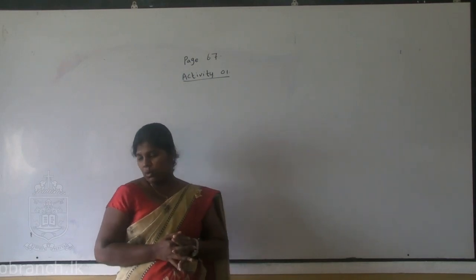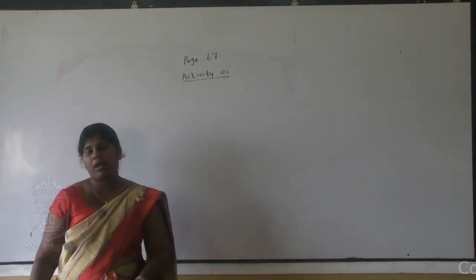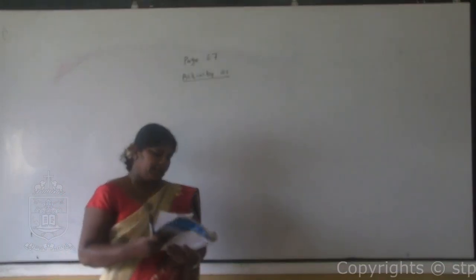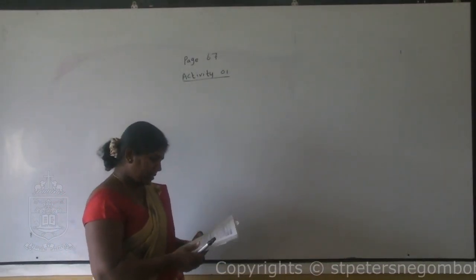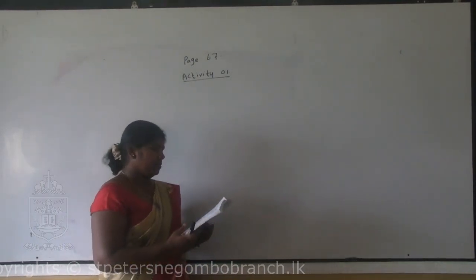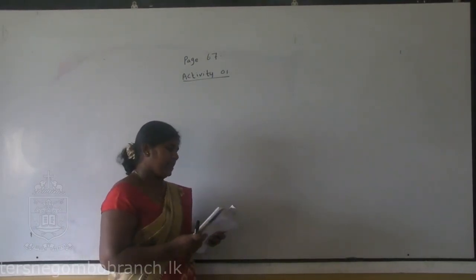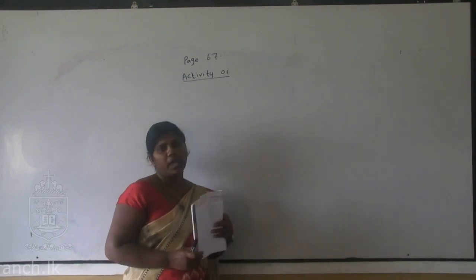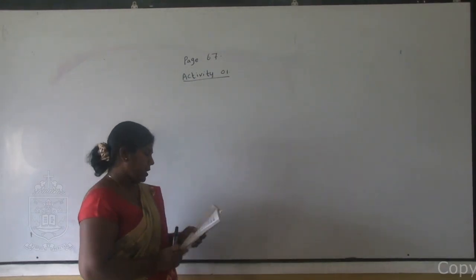Yes, children, already we have been discussing the accounting equation. Now we will try to do the activities given in your textbook, on page number 67, activity 1. You can check your answers for the questions given in your textbook.